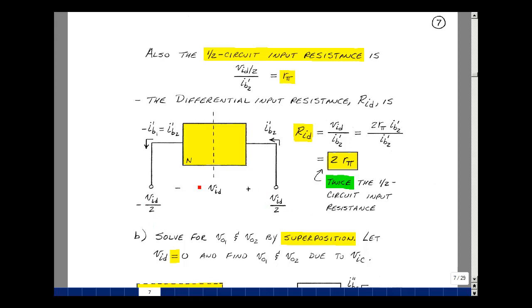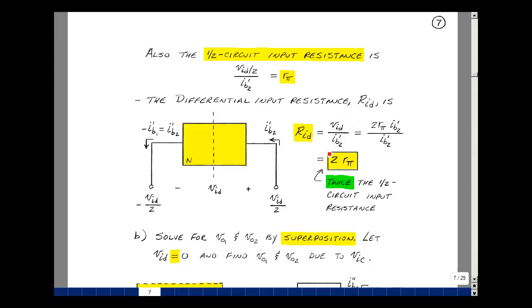The voltage across here would just be VID. I have a current I sub B2 prime coming in here. I have a current coming in here I sub B1 prime. But we know because of the change in sign here that I sub B1 prime is the negative of I sub B2 prime. If I sub B1 prime is entering, then minus I sub B1 prime is leaving. What's coming in is IB2 prime, and what's going out is IB2 prime. The ratio of that voltage to the input current that goes in and out would be the differential input resistance.